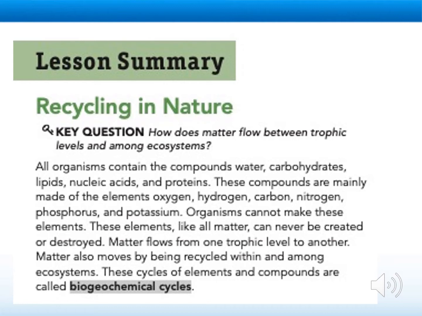Matter flows from one trophic level to another. Matter also moves by being recycled within and among ecosystems. These cycles of elements and compounds are called the biogeochemical cycles.